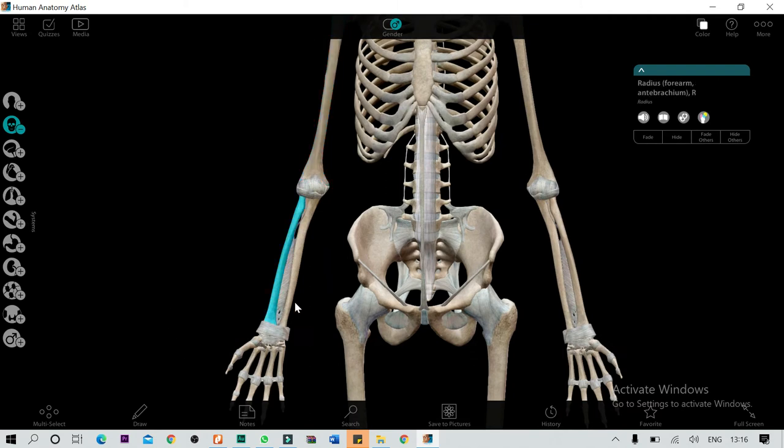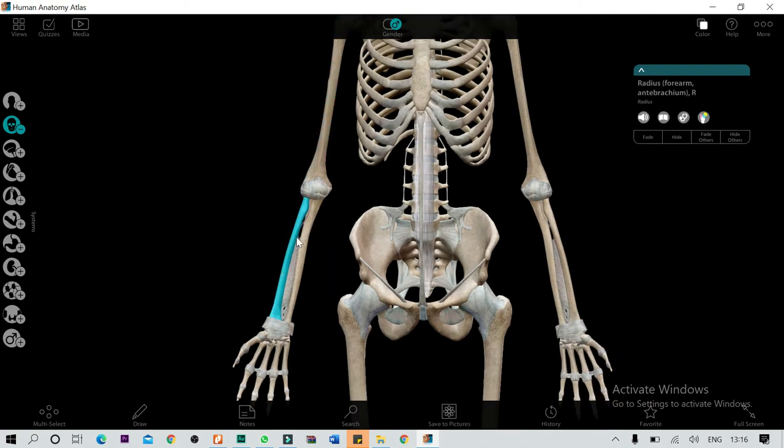So the radial bone is towards the thumb. Towards the thumb, it is the radial bone, and this is the ulna bone. Okay, this is the humerus, radius, and ulna bone. Now, in the upper limbs, the ulna is the longest bone of the upper limb.